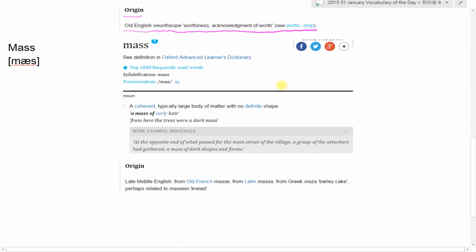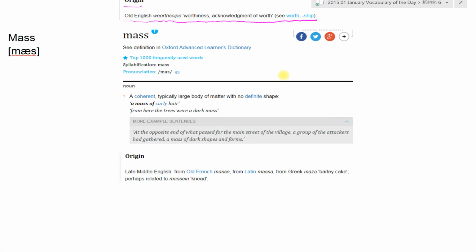Let's take a look for the second vocabulary of the day. Mass. Noun. A coherent, typically large body of matter with no definite shape. A mass of curly hair. For here, the trees were a dark mass. More example sentences. At the opposite end of what passed for the main street of the village, a group of the attackers had gathered a mass of dark shapes and forms. Origins, late Middle English from Old French, masse, and from Latin, massa, from Greek, maza, barley cake, perhaps related to massein, knead.